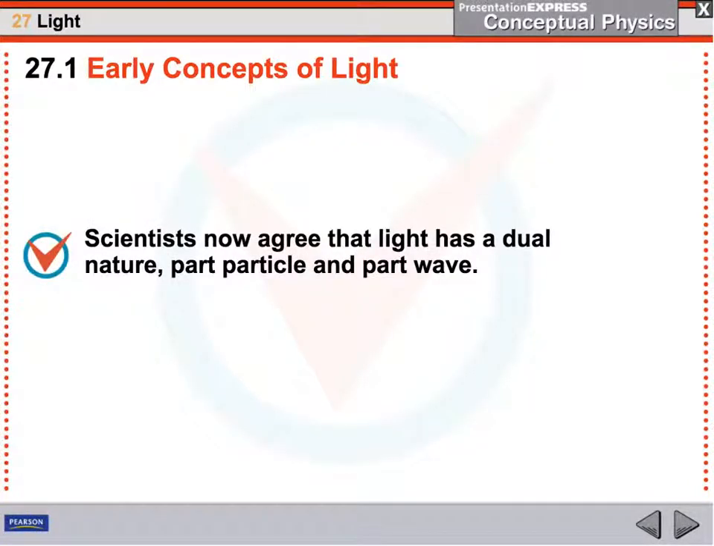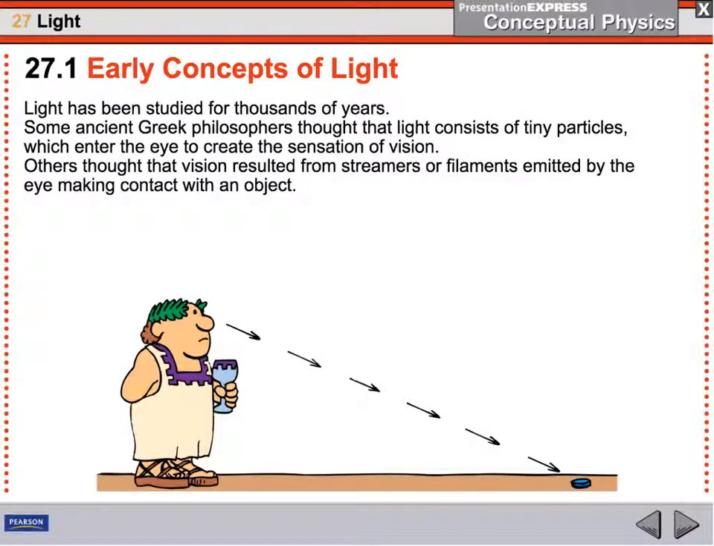Scientists now agree that light has a dual nature, part particle and part wave. It's one of the few things in the universe that behaves as both a particle and a wave. Light has been studied for thousands of years. Some ancient Greek philosophers thought that light consisted of tiny particles, which enter the eye to create the sensation of vision. Others thought that vision resulted from the streamers or filaments emitted by the eye making contact with an object.